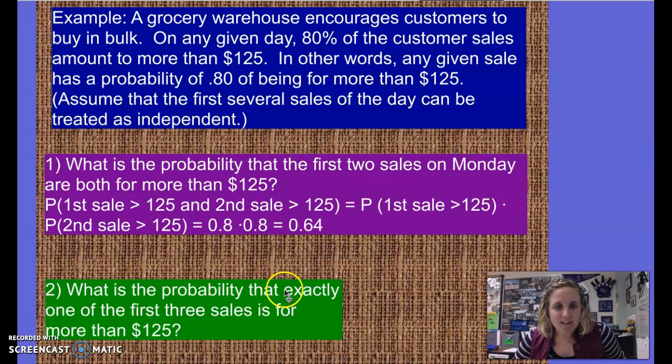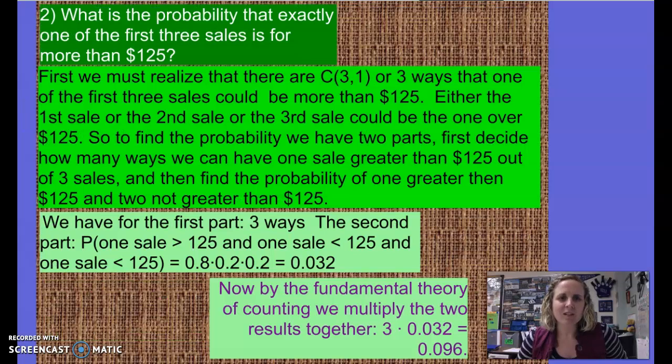What is the probability that exactly one of the first 3 sales is more than $125? Now this is where it gets a little bit complicated, because it could be the first, could be the second, or it could be the third. Whenever we get or, that's when our brain starts to yell and. Or is add, and is multiply, and here it's multiply. So let's dig into this one. Again, we could do the first, the second, or the third customer.